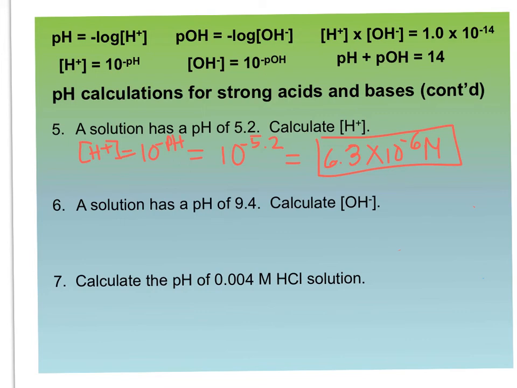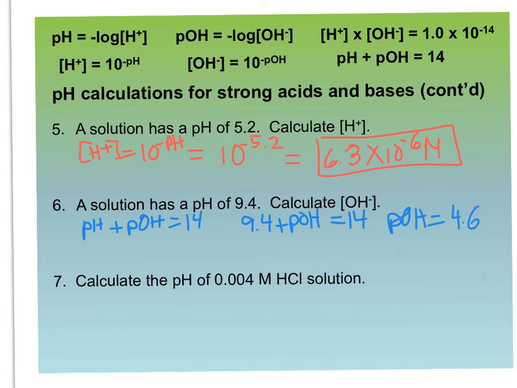So I'm going to go with the second method, which is from the pH, I'm going to find the pOH by using this equation. So I'm going to say that pH plus pOH is equal to 14, which means that 9.4 plus the pOH is equal to 14, and that gives me a pOH of 4.6.